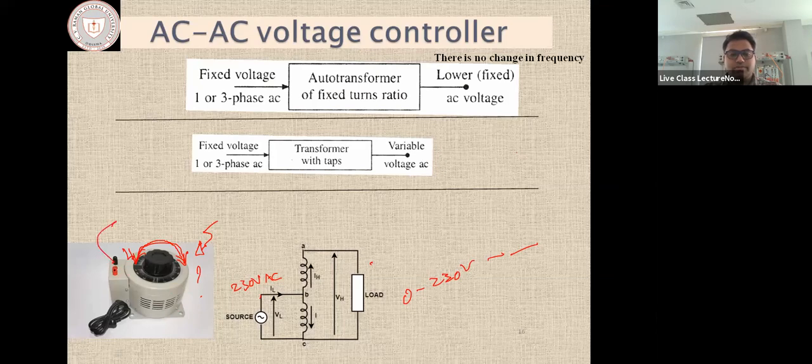So the output will be obtained from here. If you turn it right and left, you will get an output varying with the tappings. But it becomes very bulky. Its size would be approximately the size of a 5-liter pressure cooker. I hope everyone has seen a 5-liter pressure cooker in their homes. Its size will be much more than that pressure cooker. So it is very bulky.